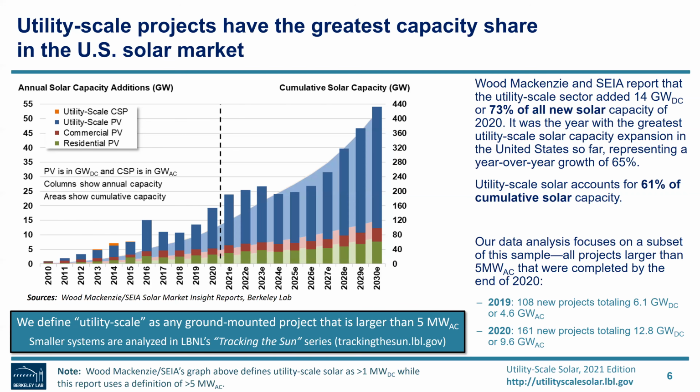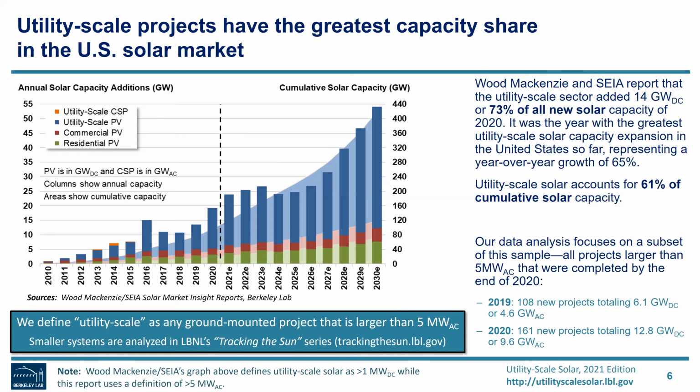The utility scale sector is really the underlying driver of this growth, installing most of the PV modules. Nearly 3/4 of the 2020 solar capacity was built by the utility scale sector alone. And of all that large-scale solar capacity that exists in the United States, more than 1/4 was just installed in the last year.